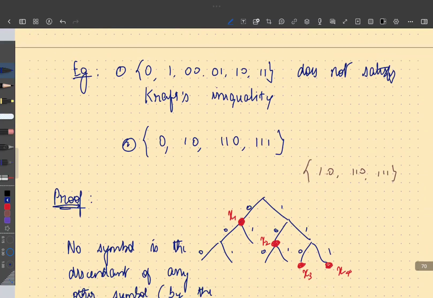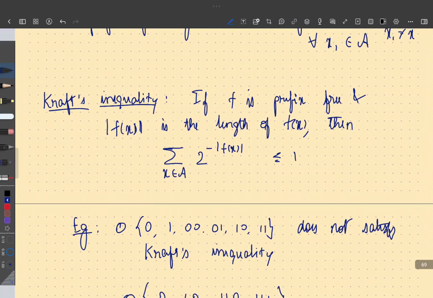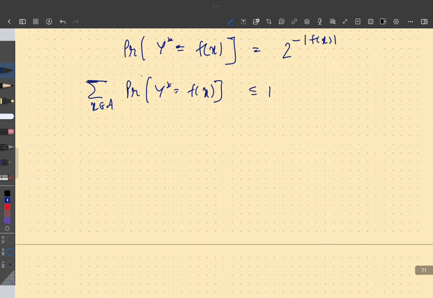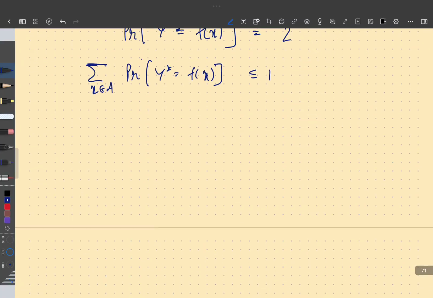Okay, so this means that I can define, I have this Kraft's inequality, right? And now what I want to do is use 2 to the power minus length of f of x as a weight function. Okay? So we'll choose.